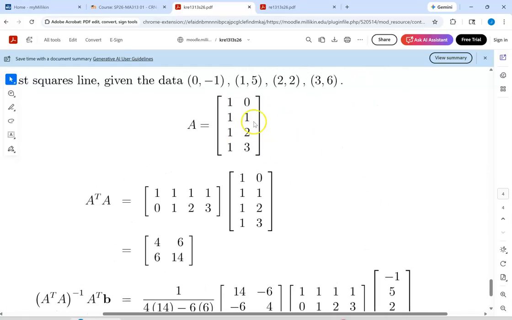Here is setting up the least squares line with your matrix A and computing your A transpose A. That would be what's on the left side here. On the right-hand side, all I need is your A transpose, which has 2 rows: 1, 1, 1, 1, 0, 1, 2, 3. And your B is your -1, 5, 2, 6, whatever the y coordinates are.